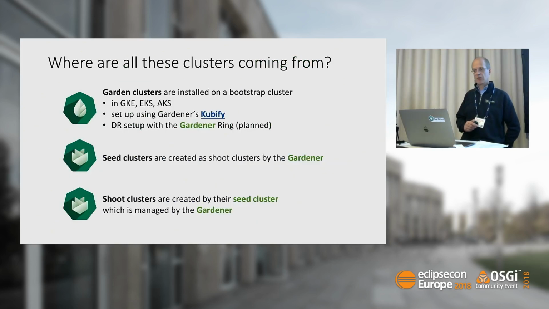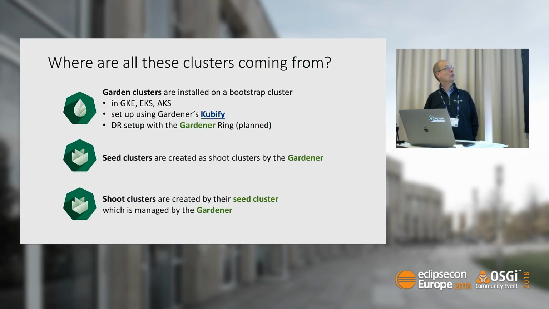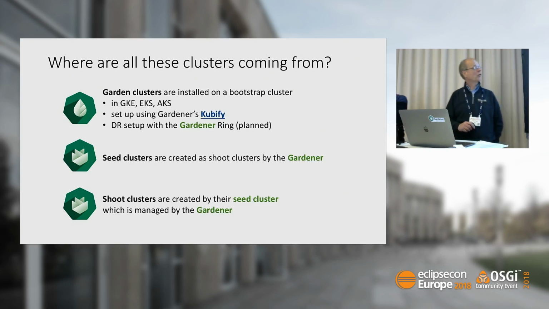Now where do all these clusters come from? For the garden cluster itself, you need some bootstrap cluster, so you can either use one of the GKE or EKS cluster, for example, or we have a Kubify tool which is based on Terraform, which can also install a bootstrap cluster. And later on we will have some disaster recovery setup which is not yet ready, so that's in planning. And the seed clusters are created as shoots of the Gardener, so they will be managed by the Gardener itself. And then from the seed we can spin up the shoot clusters. So they are created by the seed clusters and managed by the Gardener.